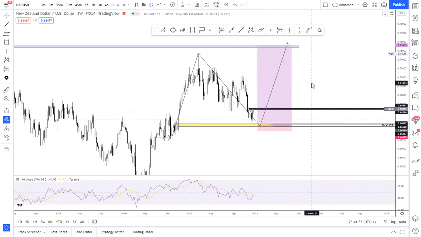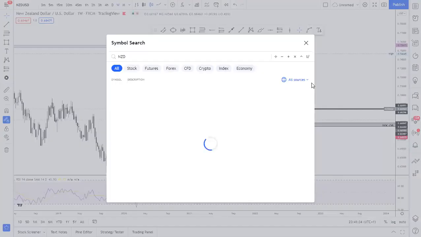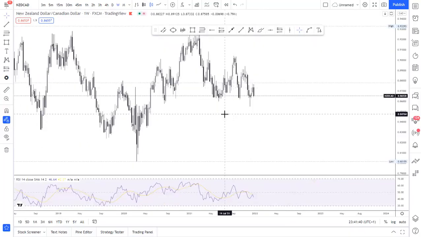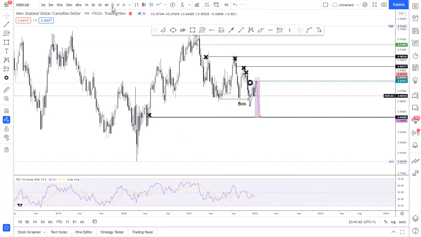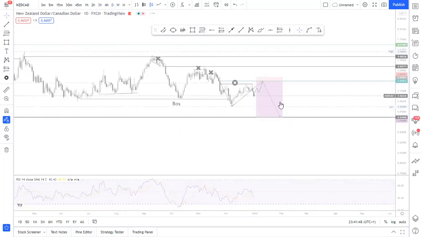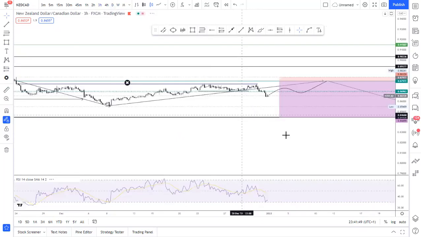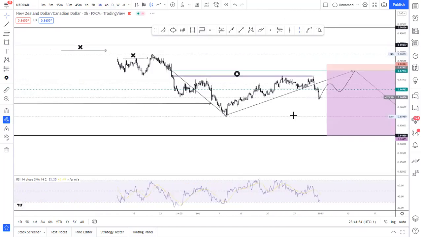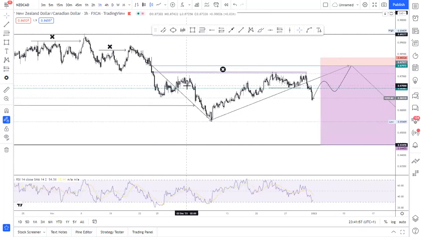Then for NZD/CAD. So right here, I'm looking out for price. I want price to do something for me. There's an opening right here. I've already marked this out. I'm just waiting for price to get to my entry. Then I pull the trigger.